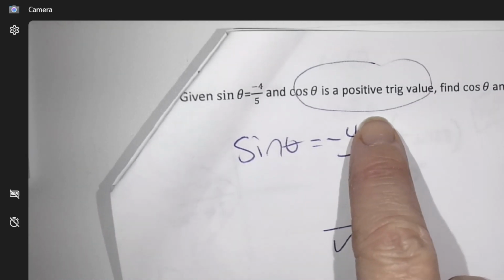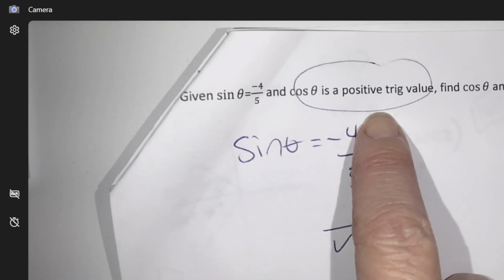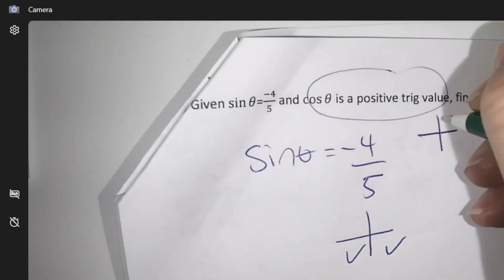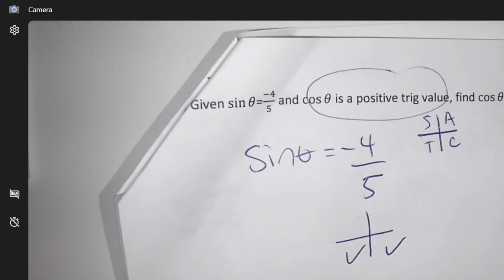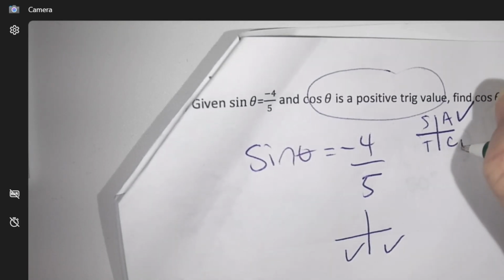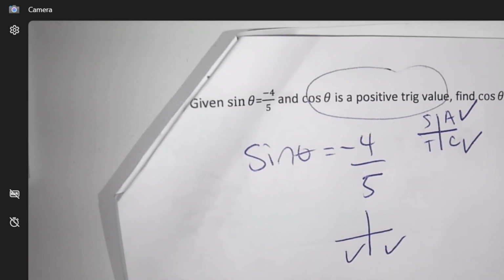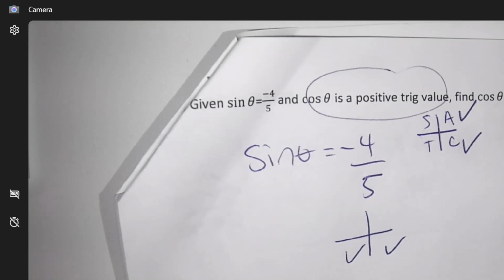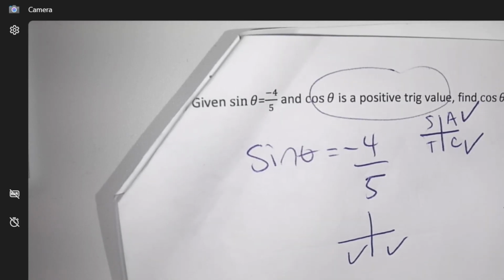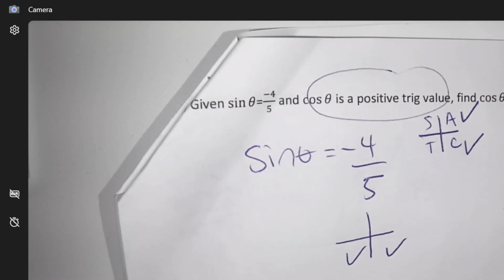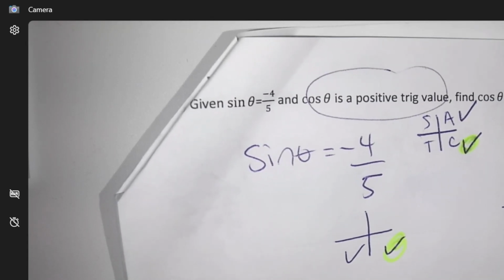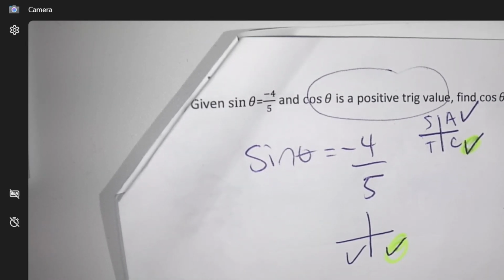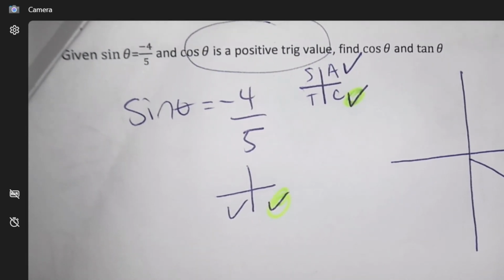Now this next part says that cosine has to be positive. So where is cosine positive? 1 and 4. So what's my conclusion about where this angle is? Which one overlapped both? They both have quadrant 4. Okay, so sine is negative, but cosine has to be positive.